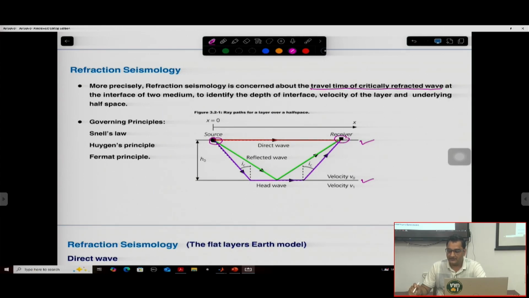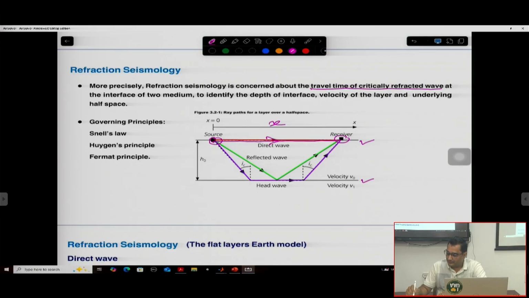If we consider the source location at the origin and the receiver is located at a distance of x from the source, then we excite the source, and from the source there will be some rays. Maybe the energy will go directly to the receiver, and that is represented by this red line, and maybe the energy will go down and reflect off the interface and reach back to the receiver. That will be the two-way travel time because it is a flat interface, so the angle of incidence will be equal to the angle of reflection here.